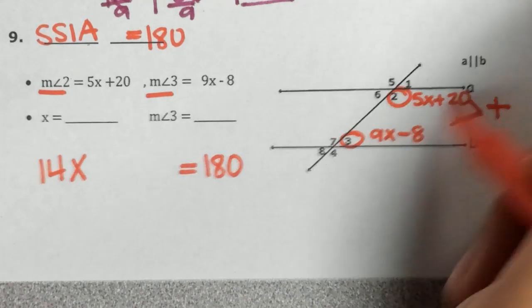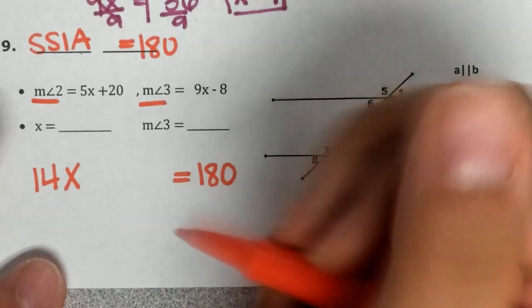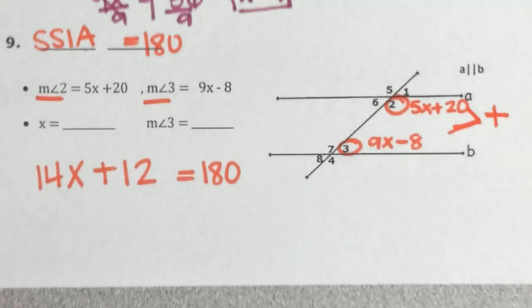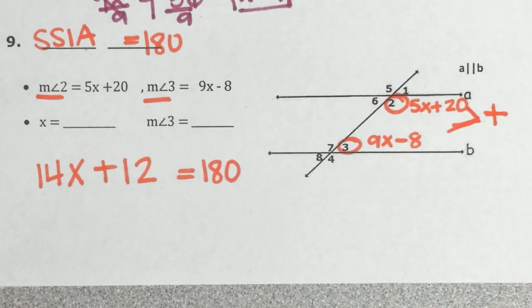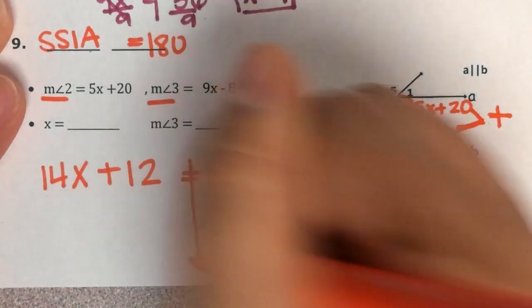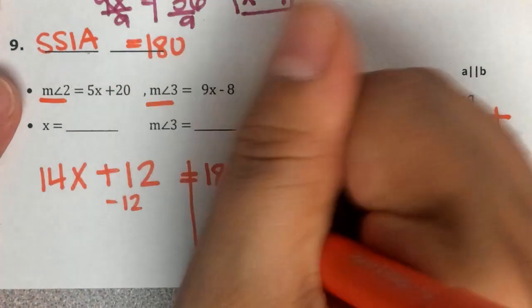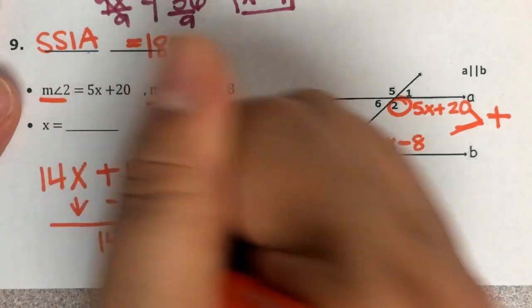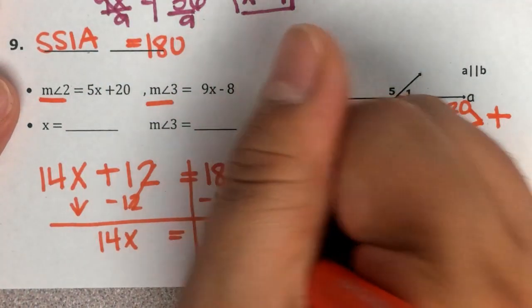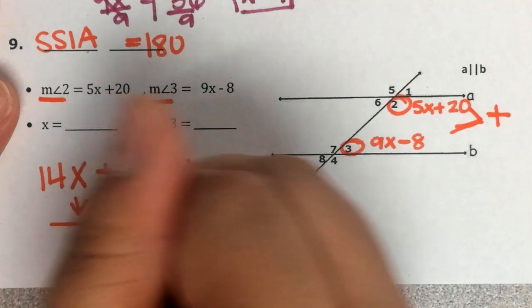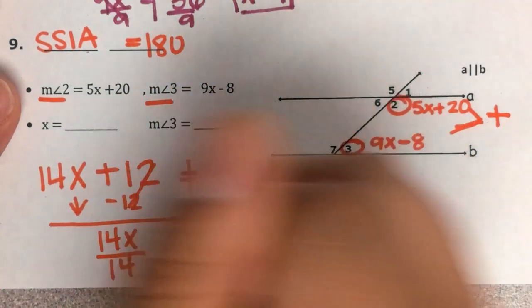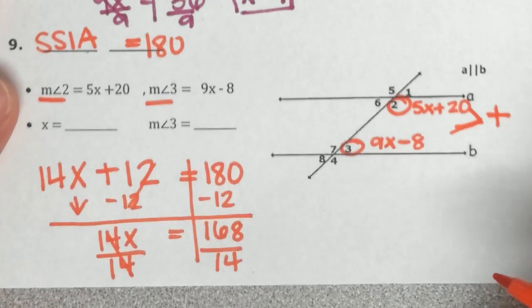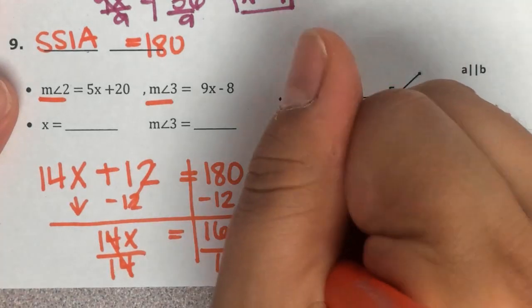If you're not sure, put that in Desmos. Nothing wrong with that. What's 20 plus negative 8? 12. And now, doesn't this look like a problem we like? Draw your line. Get rid of your side chick. And divide. Does anybody have their calculator out? What's 168 divided by 14? 12. Thank you.